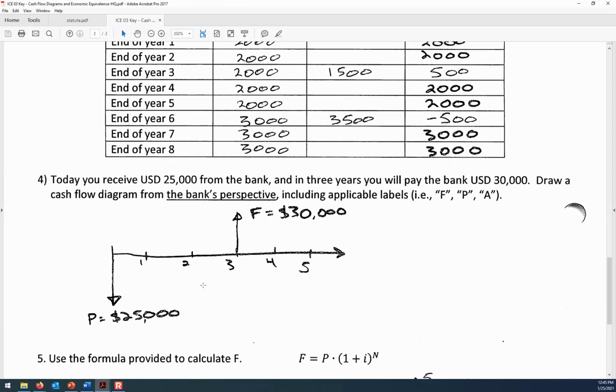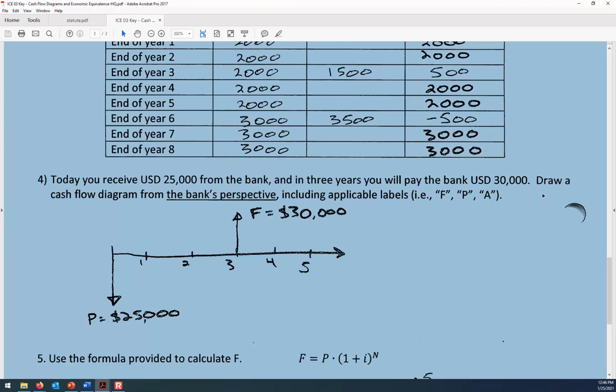Okay, there it is. Today you get 25,000. Then in 3 years you pay back 30,000, and then here's the kicker, from the bank's perspective. So that means it's going to be the reverse of what's happening to you. So from the bank's perspective, they pay out 25,000 now at the present, and then they get 30,000 in 3 years, and that's a future amount.